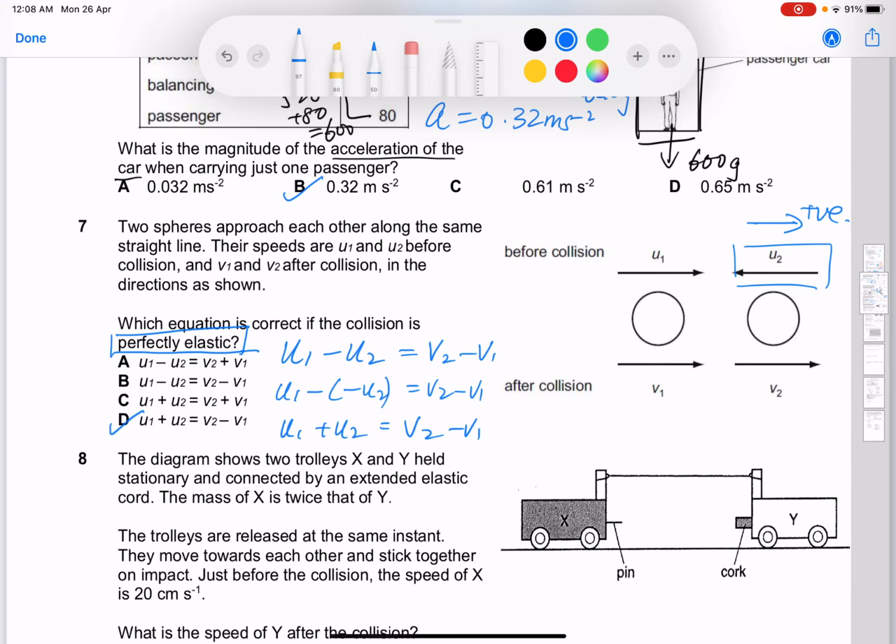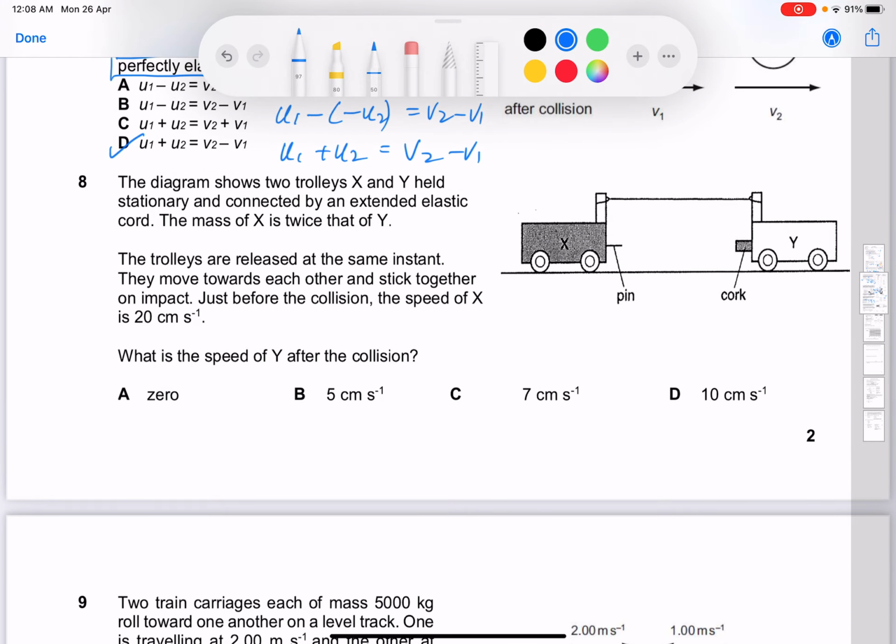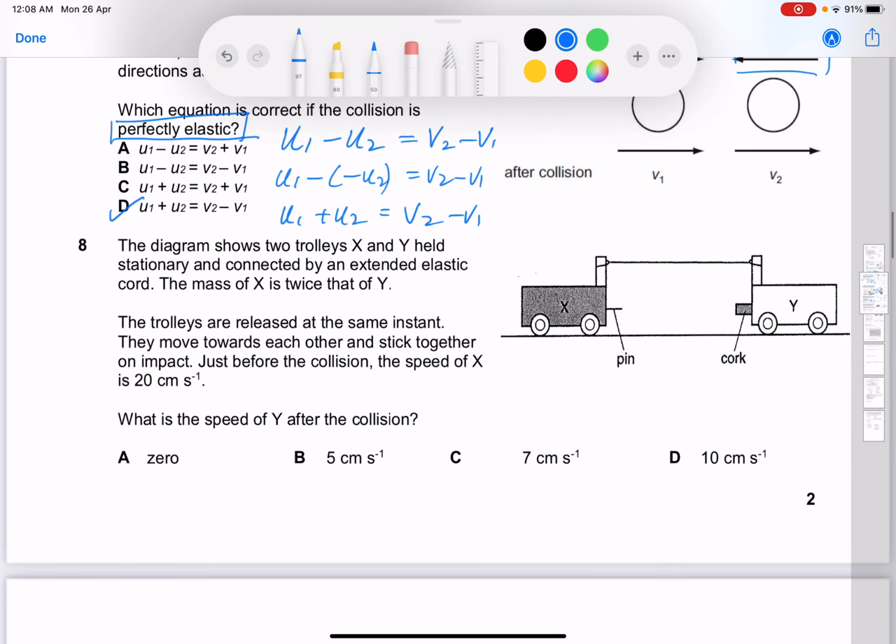Question 8. Right, you have two trolleys. The mass of X is twice that of Y. Now the key idea behind this is that you have to note that they are at first stationary. So when they are stationary, what's the momentum? The total momentum of the system, when they are stationary, the initial total momentum is 0. Okay, now we're looking at total momentum.